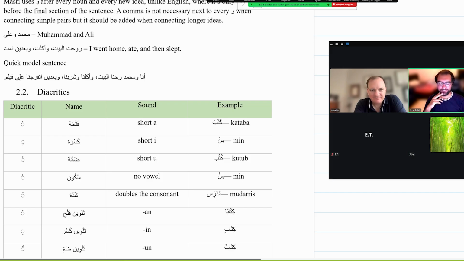So here you have a sentence that shows everything together. أنا ومحمد, so me and Muhammad, no comma, رحنا البيت, وأكلنا, so a new sentence, or not a new sentence but a connecting sentence, وشربنا, so only a comma here, no comma here, وبعدين اتفرجنا على الفيلم, then we watched a movie or the movie.